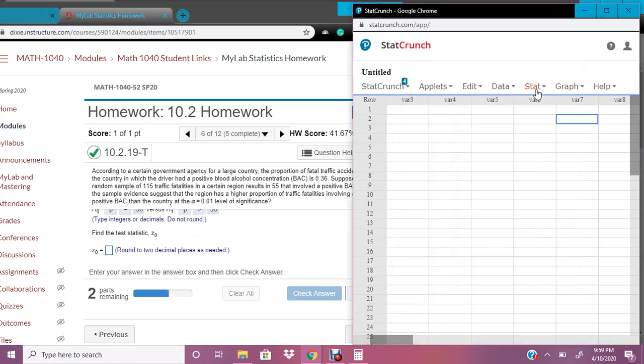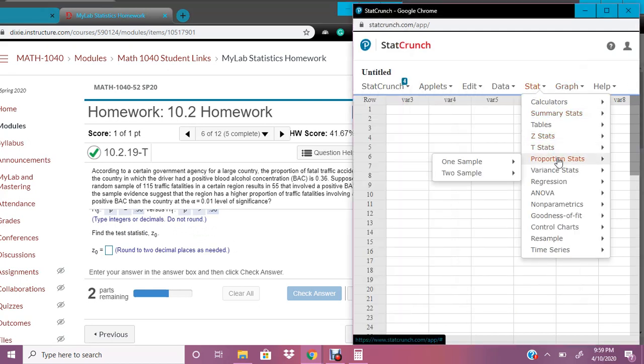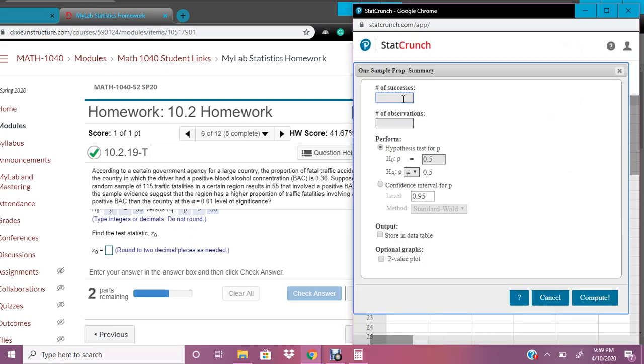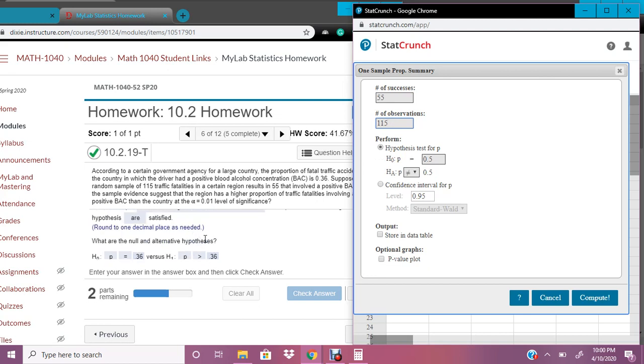And so to plug this into StatCrunch, we're talking about proportions, so we go to proportion stats, and it's one sample with summary. And our successes are, so it gives us this data right here, that they have a random sample of 115, results in 55 that involved a positive BAC. And so success would be 55, and it's 55 out of 115. And so then we're going to input so that it matches this right here. So our p equals 0.36, and our p is greater than 0.36.